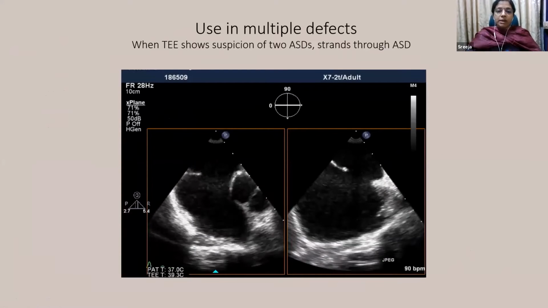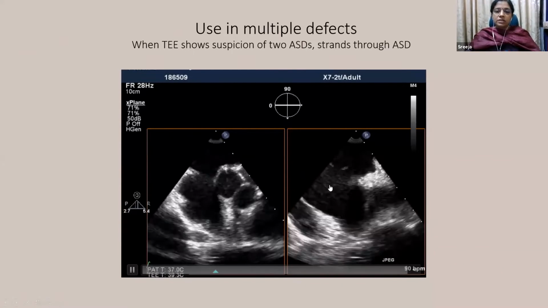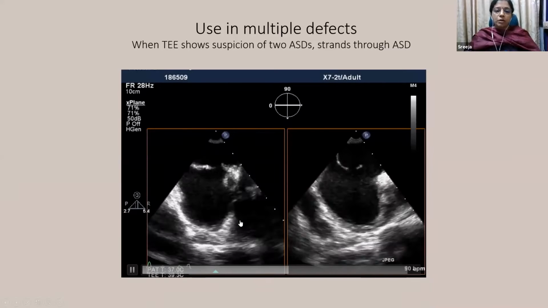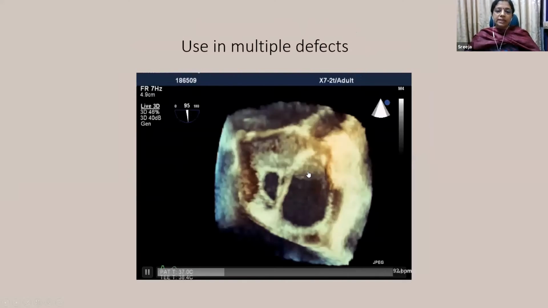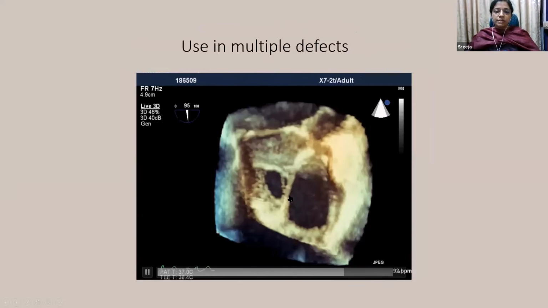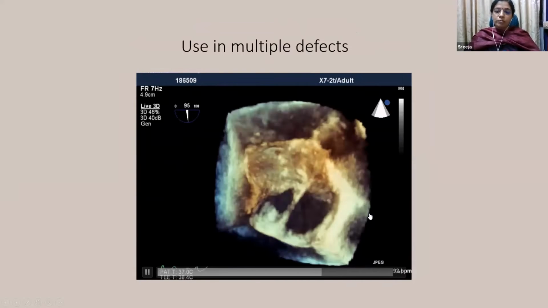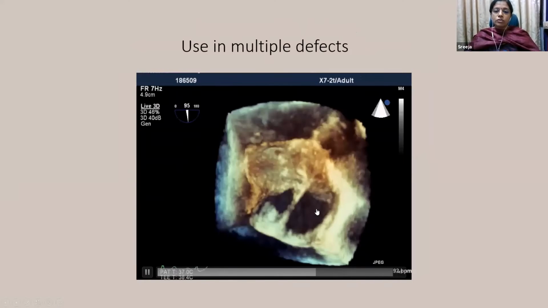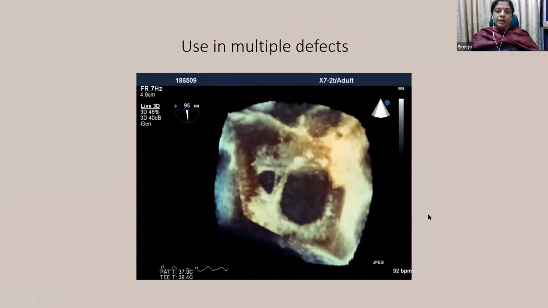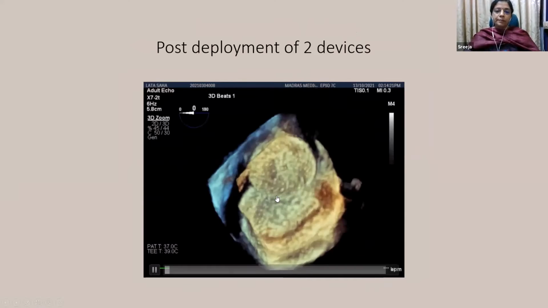Now, another use is in multiple defects. Here you can see some strands of tissue in between the ASD in 2D TE, but we have no idea about the morphology of the ASD. However, when we go to 3D TE, you can see clearly there are two defects which are separated by a strand of tissue. This also helps during device closure of multiple defects by assessing which catheter is crossing through the desired ASD. And this is how both the devices sit after the deployment.